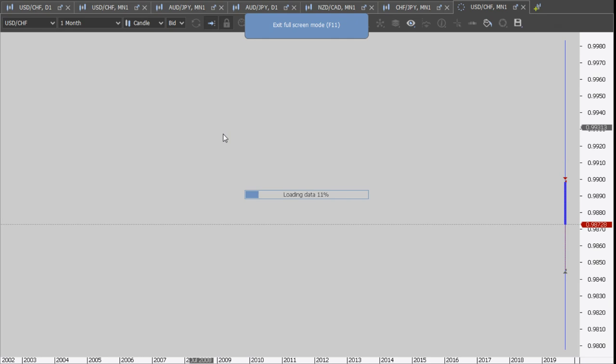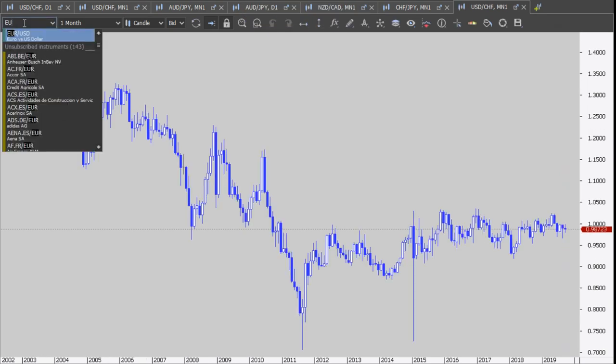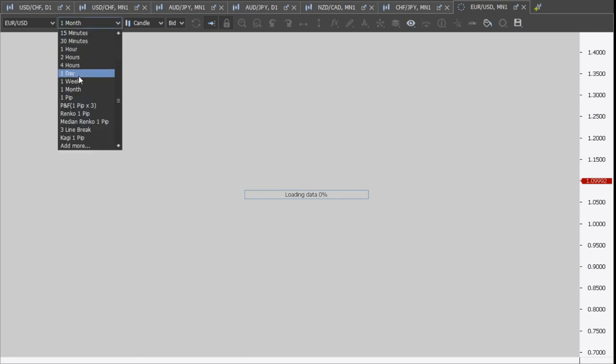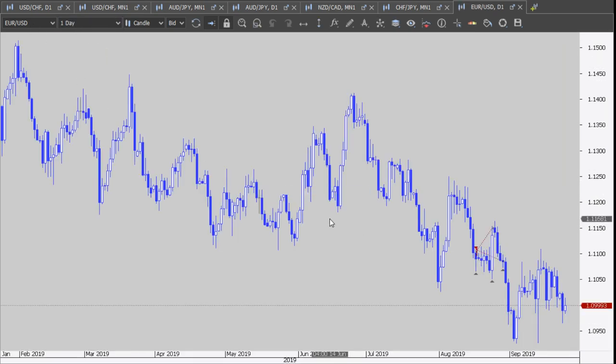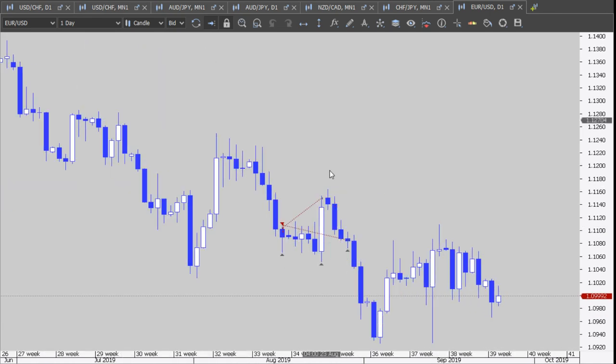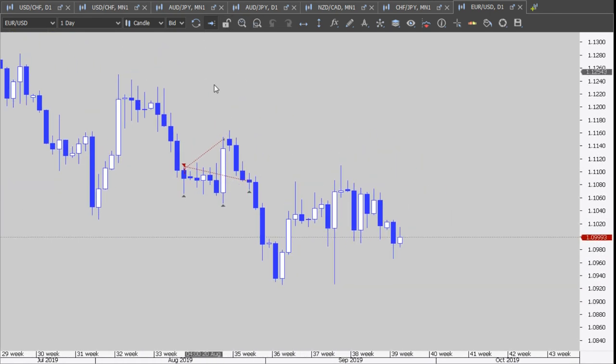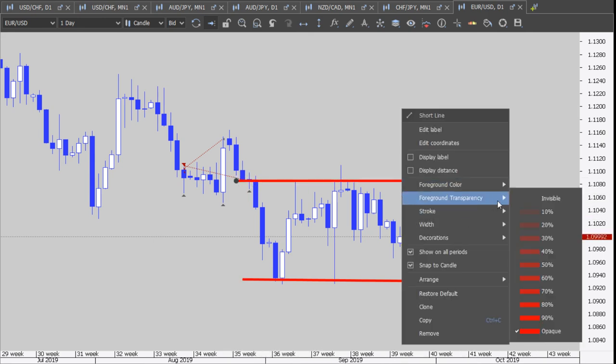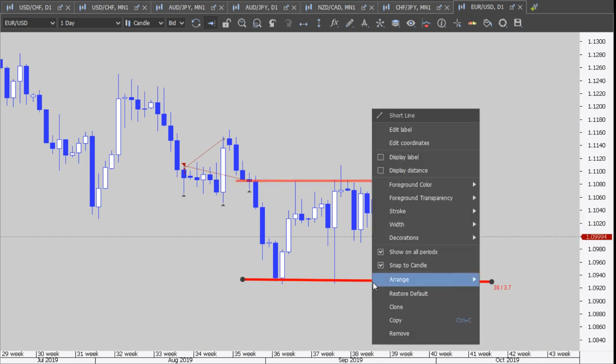Okay, homework until tomorrow. Euro dollar, Euro USD daily chart. How are you going to trade this supposedly sideways movement? Okay, not confirmed yet, but if this is the sideways movement, how are you going to trade this? This is the homework till tomorrow.